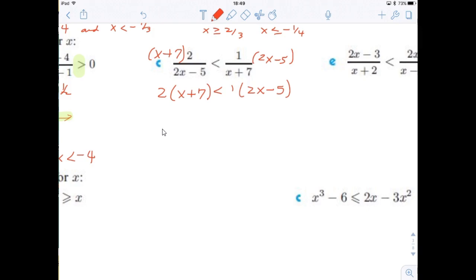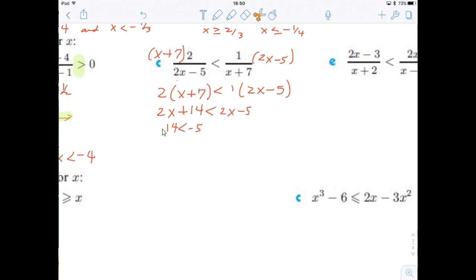So if I assume that both values are positive and I distribute the 2 here, and then this one is going to be 2x minus 5. Now I'm going to simplify this. I'm going to put both x's on the left side. But you notice that if I subtract 2x from the right side and subtract 2x from the left side, I don't have any x's anymore. And then I would end up with 14 is less than negative 5, which is an untrue statement.